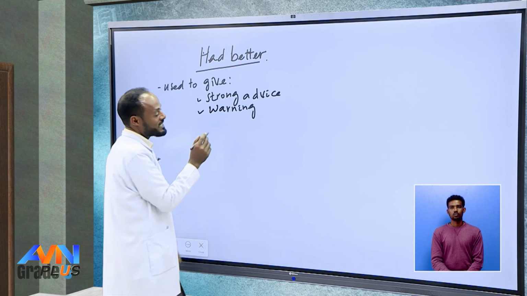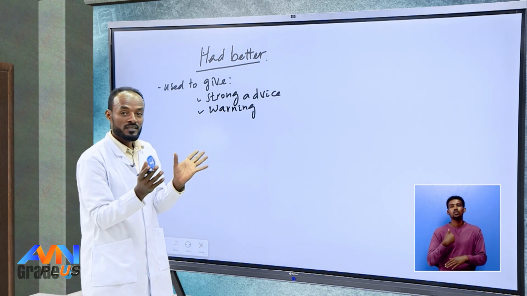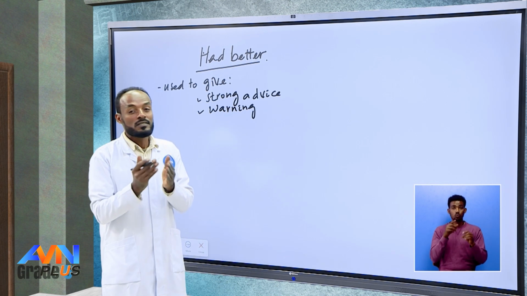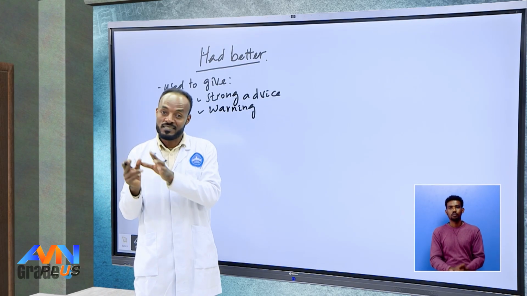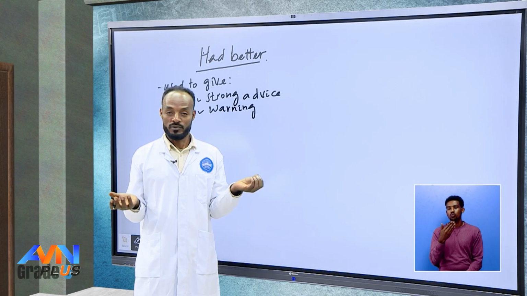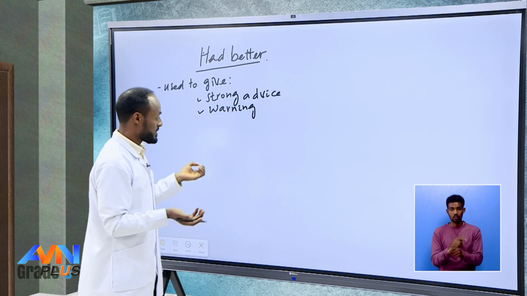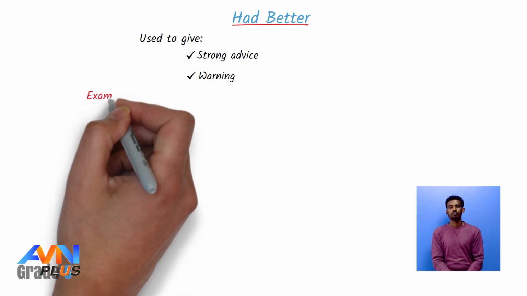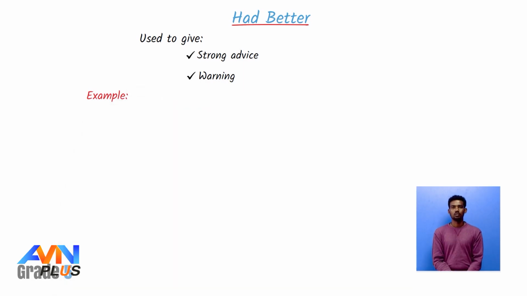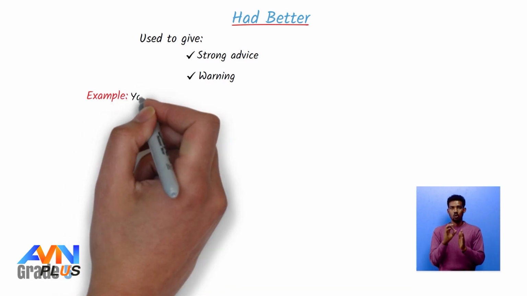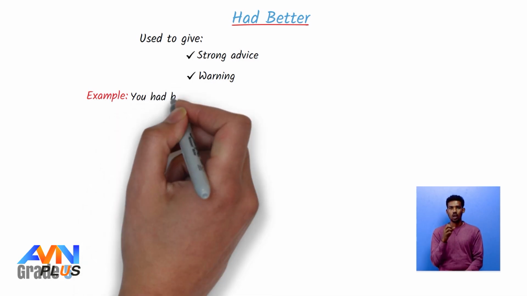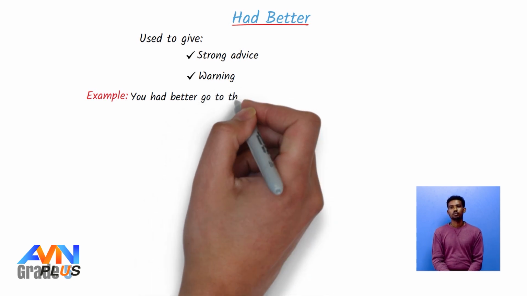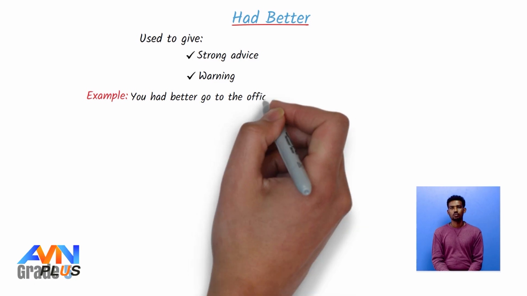So when we say warning, we mean that something is very important. If you don't do it, something will happen. Something not good will happen. Am I right? Good. So when we say warning, for example, we've said here a strong advice. You had better go to the office.